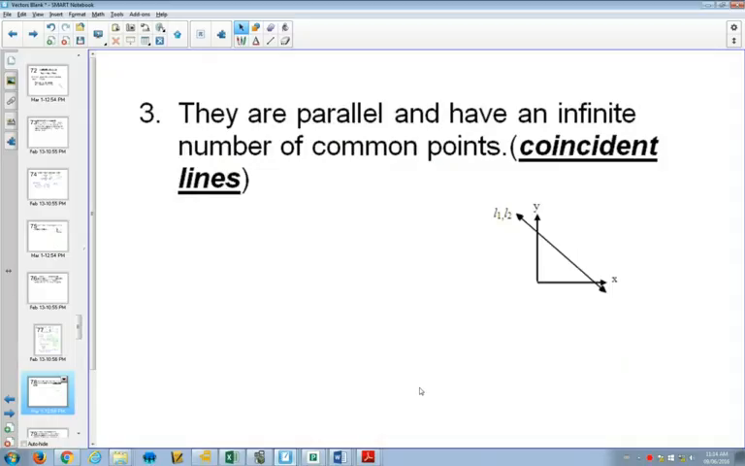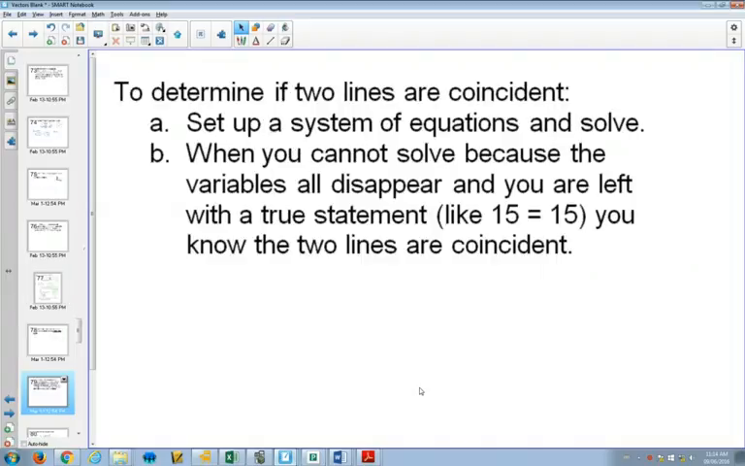The third type of thing that can happen is two lines could be parallel but be exactly the same line. In other words, they're on top of each other and they intersect an infinite amount of times. So what would happen here is when you set up your system of equations to solve them, you get an answer that's always true. So if you get parallel lines and you get an answer that's never true, that means they're parallel and don't intersect.